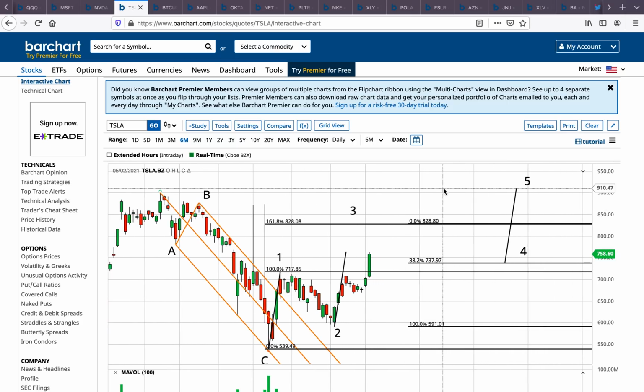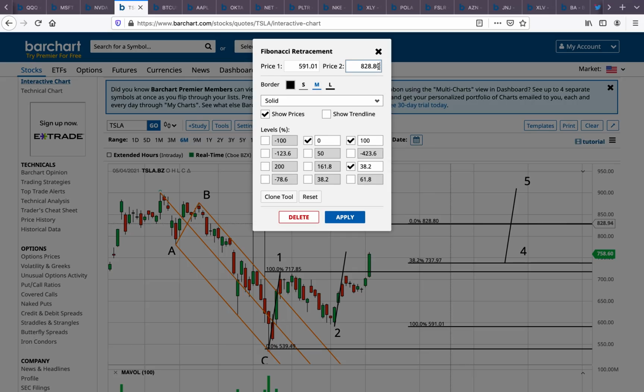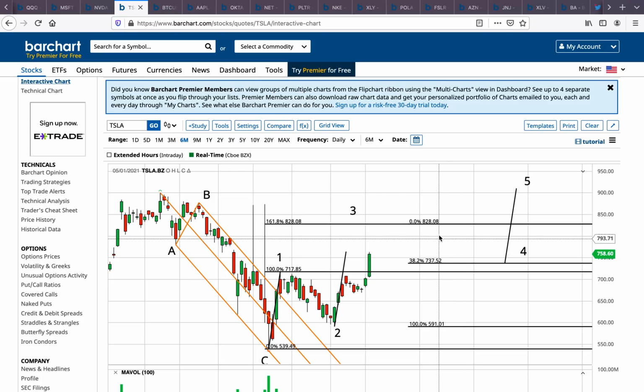So if Tesla passes 828, the bear count for Tesla is fully invalidated. This is not a wave A, this is not a wave B, this is not a wave C. This has to be a wave 1, a wave 2, and a wave 3. So once we see Tesla at 828.08, what Tesla bulls will then be looking to do is buy a wave 4 correction to the 38.2% retracement, and then Tesla would be looking for a 5th wave higher that would take it to a new all-time high above 900.